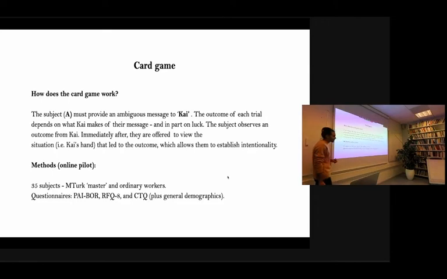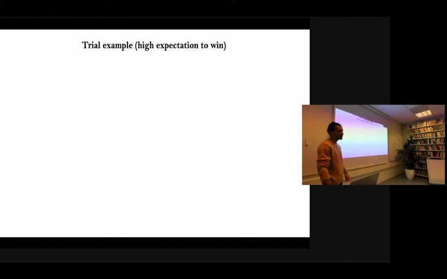So I'm going to present results from a pilot online of 35 subjects that were master and ordinary workers. And the questionnaires that I'm going to use for these results are the personality assessment interview borderline scores. There's also the reflective functioning questionnaire, but we're not going to see these results here, and the childhood trauma questionnaire, plus general demographics.